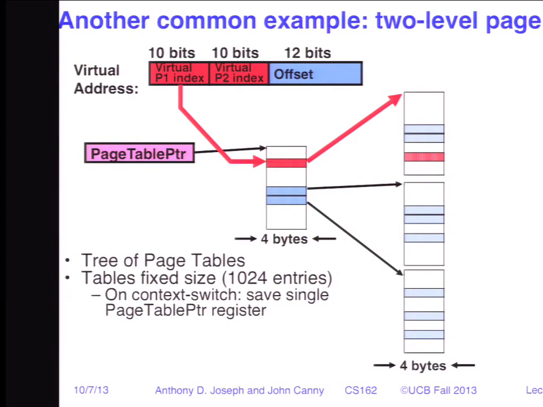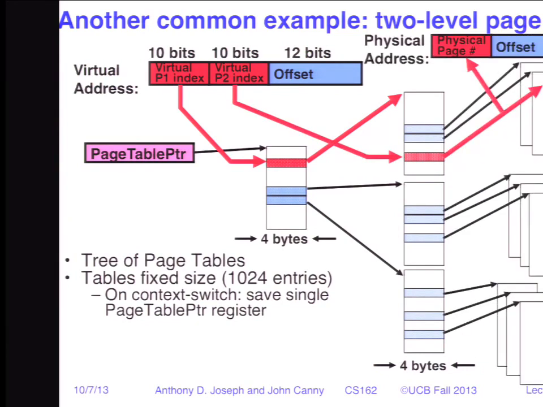Okay? All right, so we use the page table that we get from the top level page table, from indexing it with the virtual page number 1, to find our second level page table, which we index into with our virtual page number 2, and that gives us our actual page. We use the offset to index into that page. Okay? So that's two-level paging.